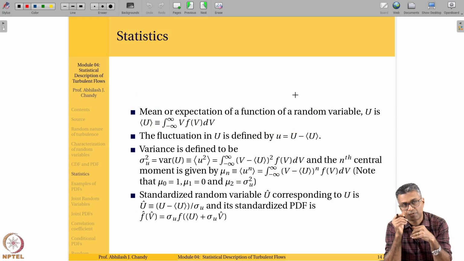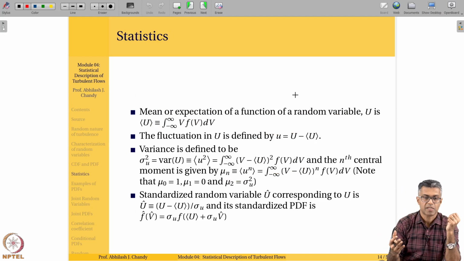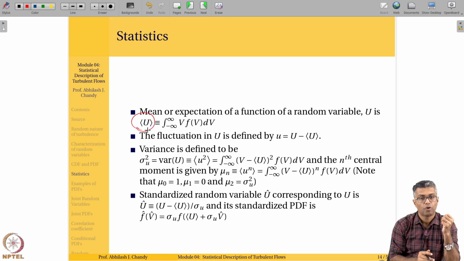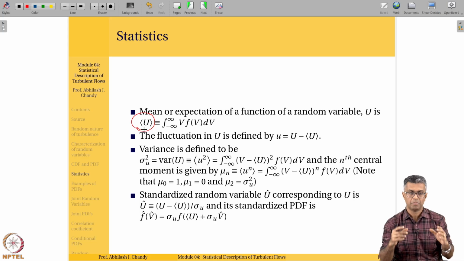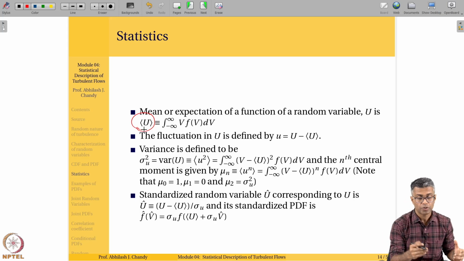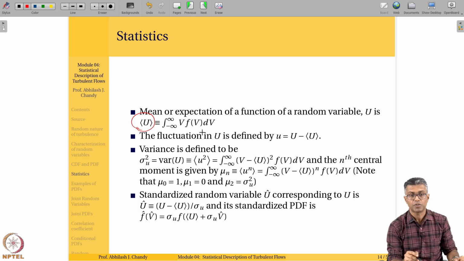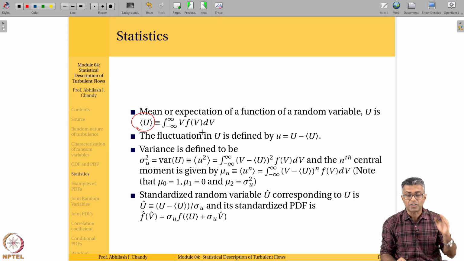Now, from PDFs, you can calculate statistics. The basic statistic you can calculate is the mean or the average, and what we call in statistics the expectation of a function of a random variable. So ⟨U⟩, the angle bracket, is what I'm using to represent a mean. The mean of U is the integral from minus infinity to infinity of V times f(V) dV. V is your sample space variable, so you're integrating the product of V times its PDF over the entire range, and that is your mean.